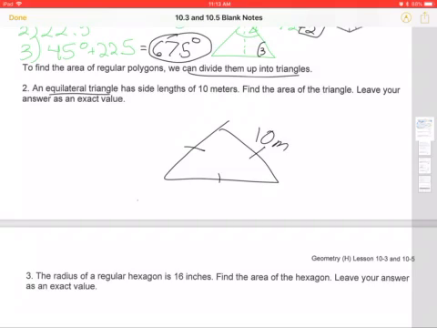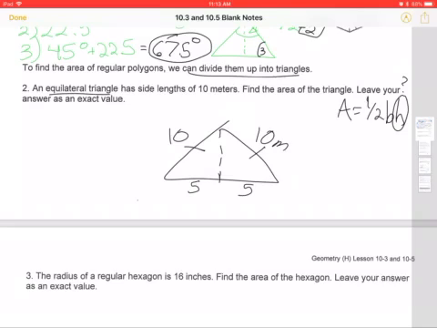Well, I know that normally we do 1/2 base times height to get our area, but do we have our height of this? Do we have that? Not quite. So let's divvy this up. We can break this down. We know that this is 10. That would make this 5 and 5.